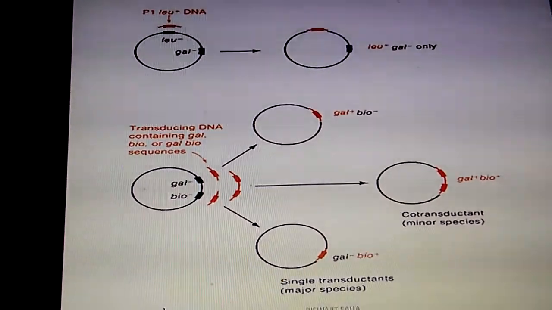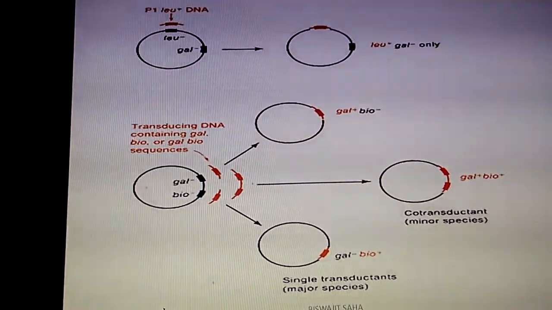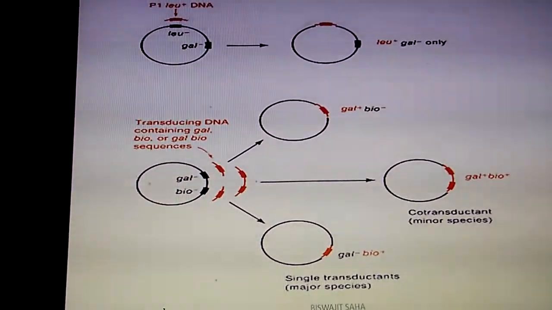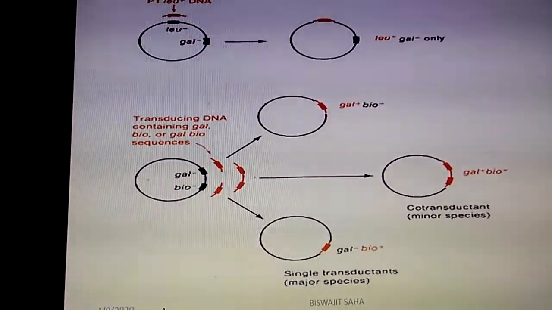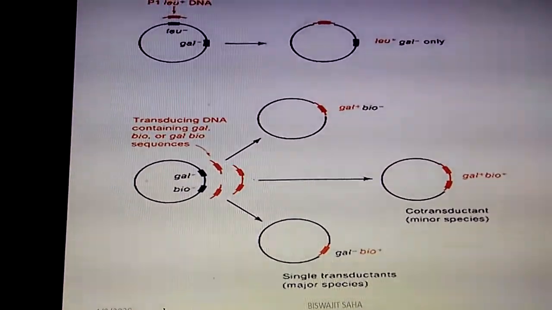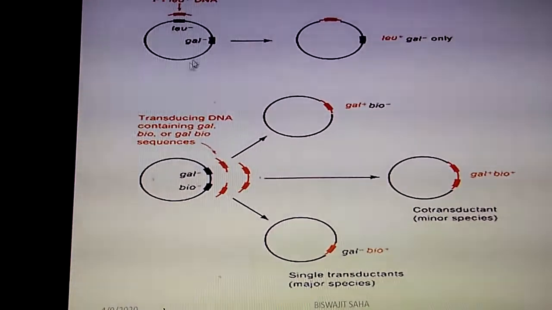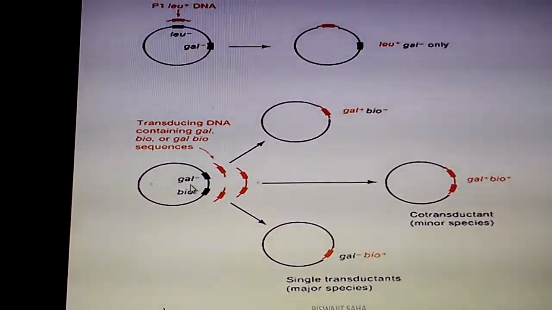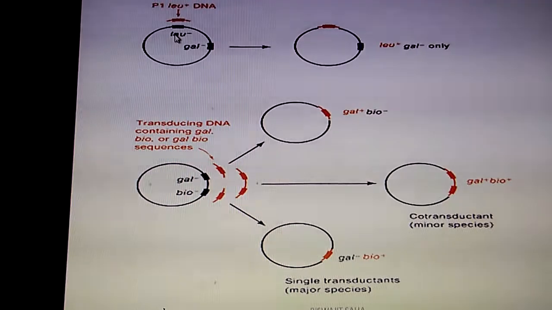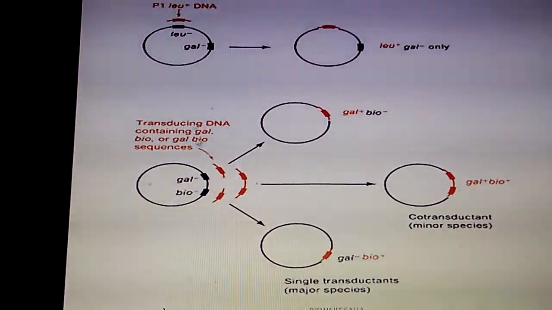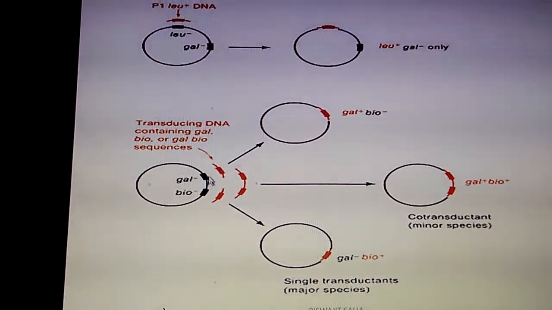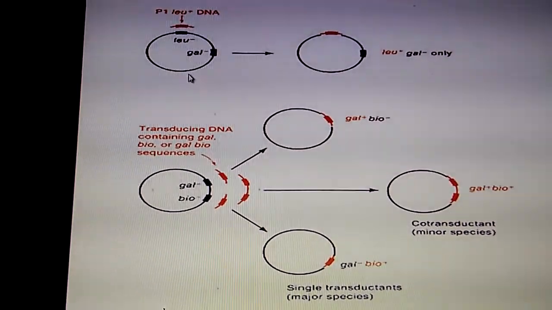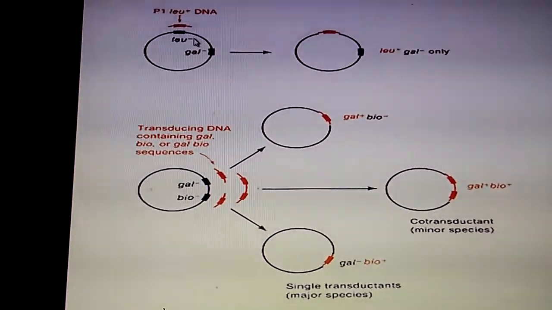Now the idea is that consider a population of P1 prepared from Leu plus, Gal plus and Bio plus bacterium. The sample will contain particles able to transfer any of these genes to another bacterium. But say this is the recipient cell contains Leu minus Gal minus gene, and another recipient cell which contains Gal minus Bio minus gene. So we can see there the Leu and Gal genes are separated far apart, while the Gal and Bio genes are very closely present. So the idea of co-transduction is that two genes can simultaneously get incorporated within the same cell if they are present very closely.